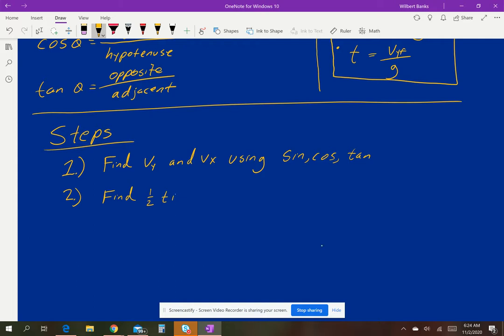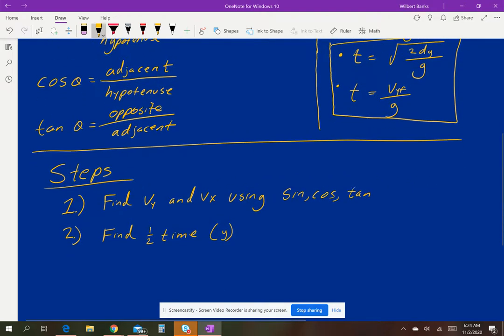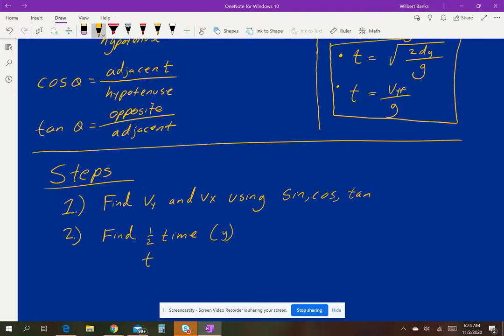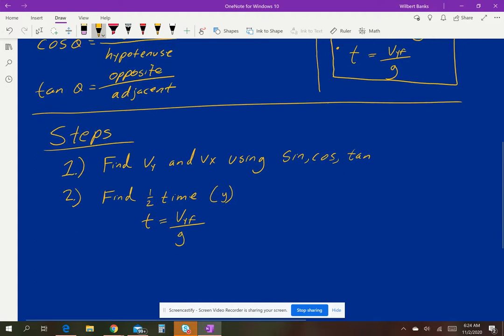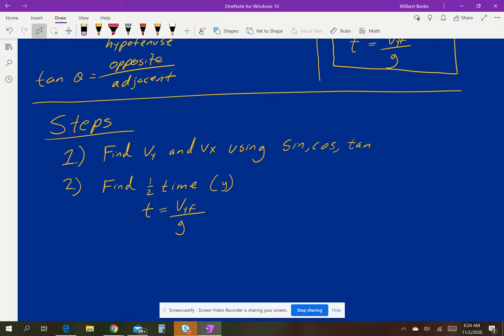And in this case, it's going to be the half-time. And you use that generally by using the y equations, right? So after you figure out the Vy, you can easily go and use this equation here, T equals VYF divided by G is what I would use. And that's going to give you that half time. And then to get the full time, you need to multiply that by 2.